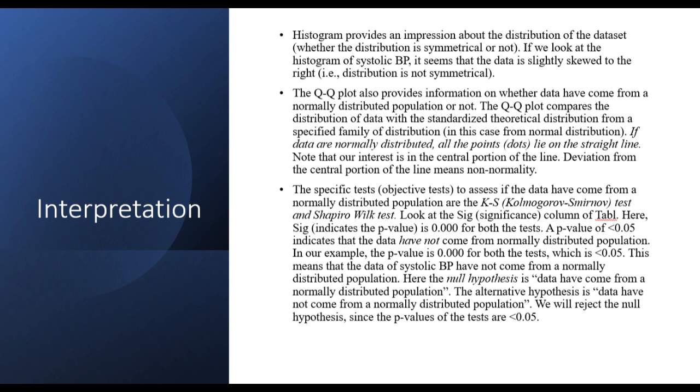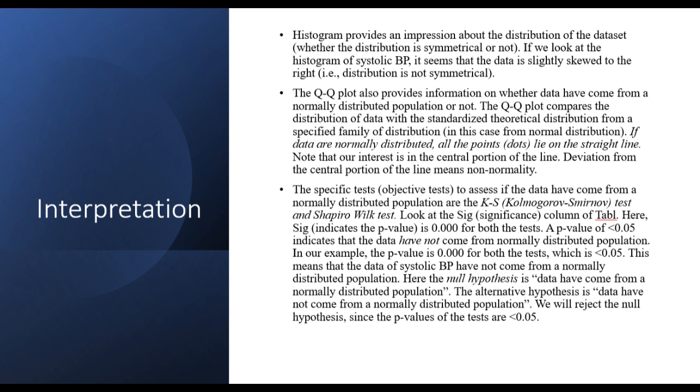The QQ plot also provides information on whether data have come from a normally distributed population or not. The QQ plot compares the distribution of data with the standardized theoretical distribution from a specified family of distributions, in this case the normal distribution. If data are normally distributed, all the points, dots, lie on the straight line. Note that our interest is in the central portion of the line. Deviation from the central portion of the line means non-normality.